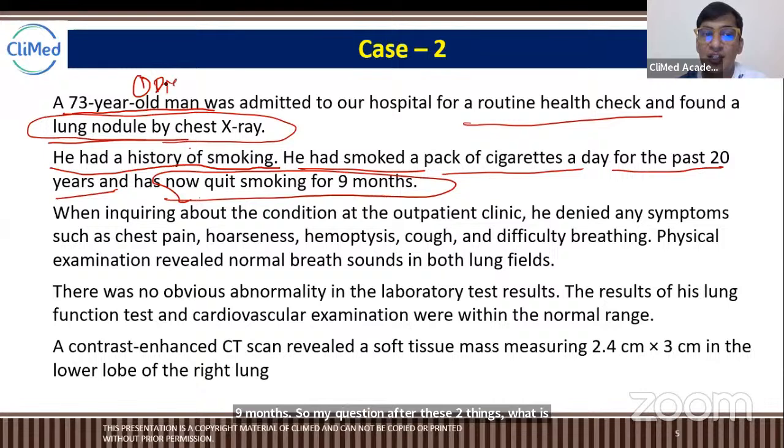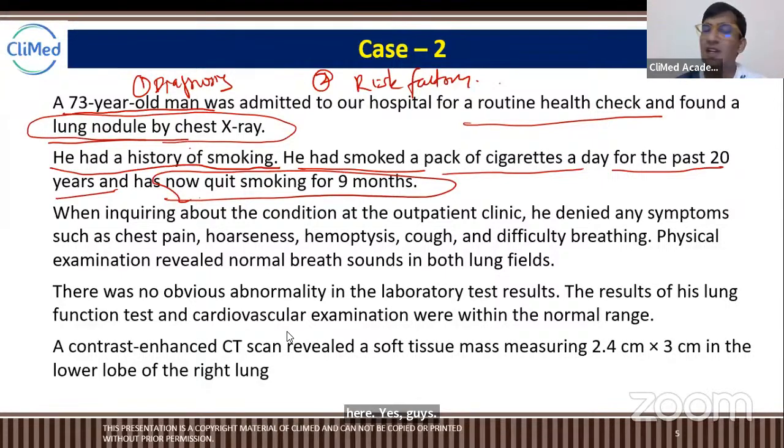The first thing is the diagnosis of this case, and the second thing is the risk factors here. Yes, guys. Lung cancer, absolutely. We are talking about lung cancer here, right? Now in lung cancer, absolutely, this is lung cancer.